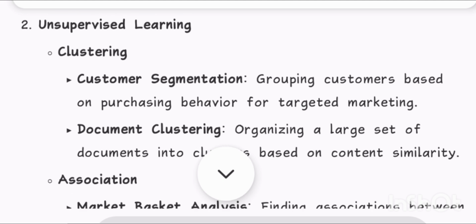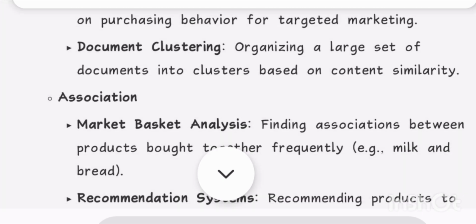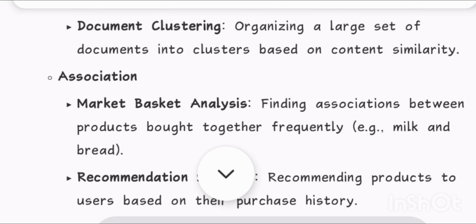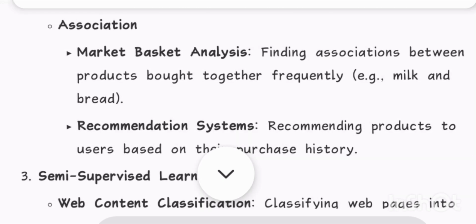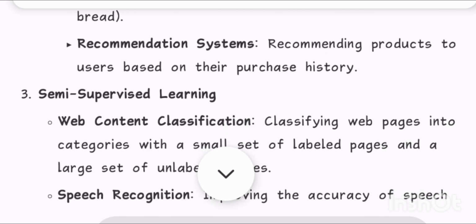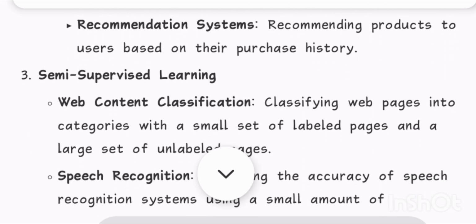2. Unsupervised learning, clustering: customer segmentation, grouping customers based on purchasing behavior for targeted marketing. Document clustering, organizing a large set of documents into clusters based on content similarity. Association: market basket analysis, finding associations between products bought together frequently, e.g., milk and bread. Recommendation systems, recommending products to users based on their purchase history.